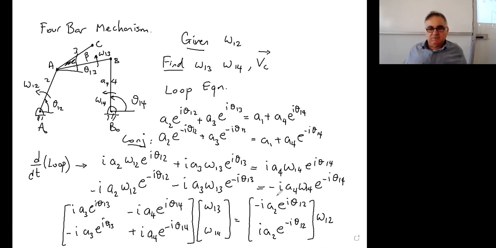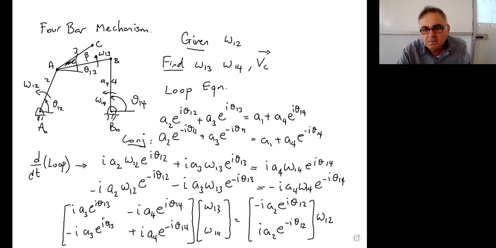Well, how do we solve this? One of the ways to do it is Cramer's rule, if you remember. It uses the determinant. If you want to solve for omega 1, 3, you replace the column of omega 1, 3 with this column, then take the determinant and divide it by the determinant of the original A matrix.